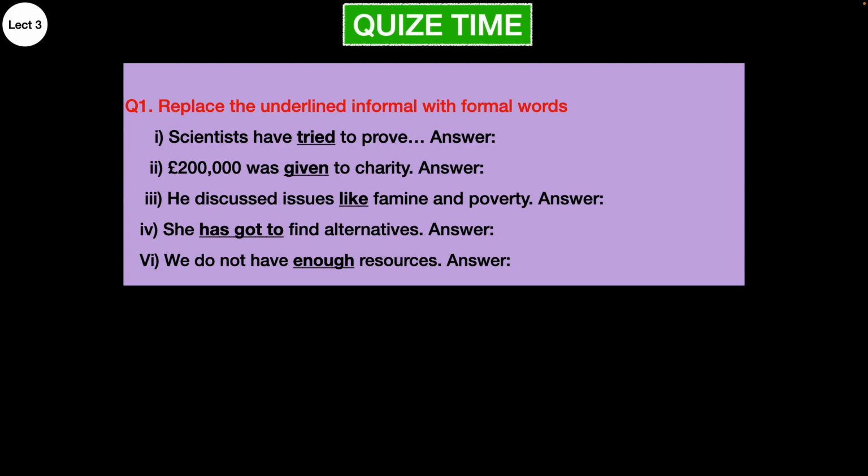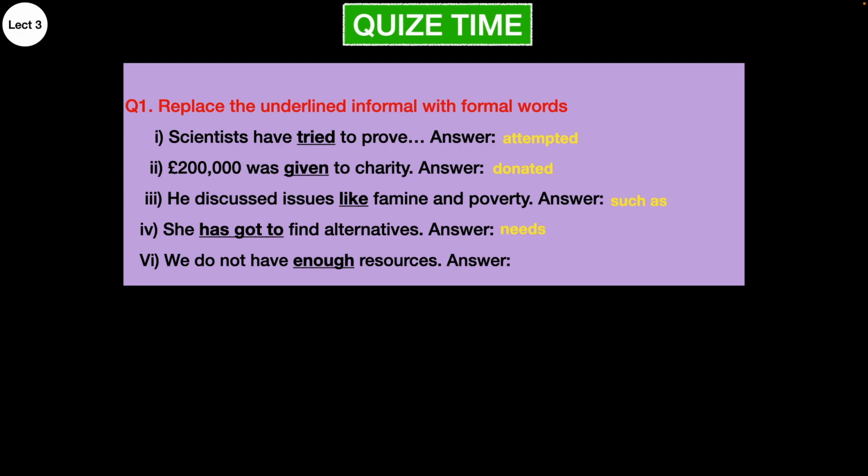So first one is scientists have tried to prove. Tried is informal. Instead of tried, we can say attempted. Scientists have attempted to prove. It's more formal. Okay. So in place of given, 200,000 pound was given to charity is informal. In place of given, we use donated to. It's more clear and formal. Instead of like, here he discussed issues like famine and poverty, we can use such as, not like. Like is spoken form, informal.